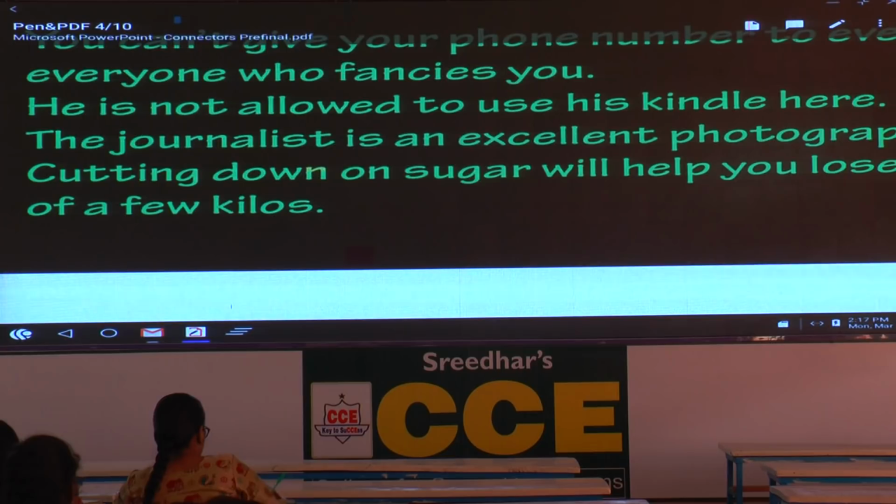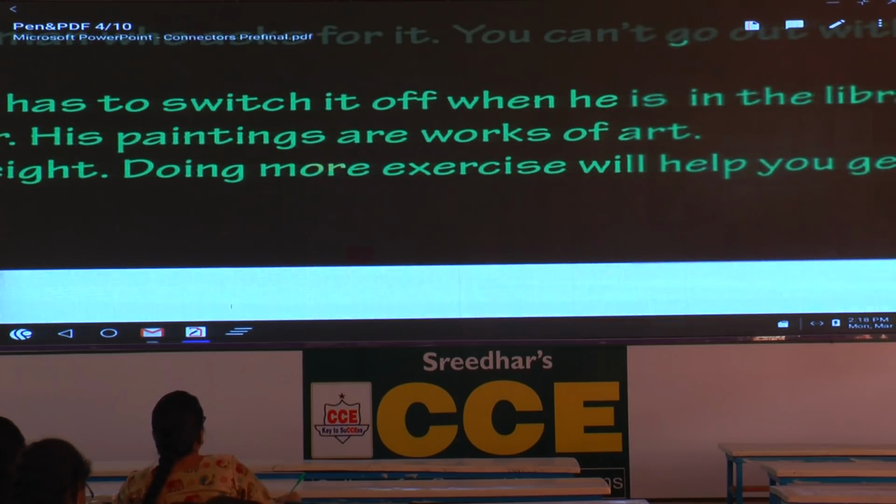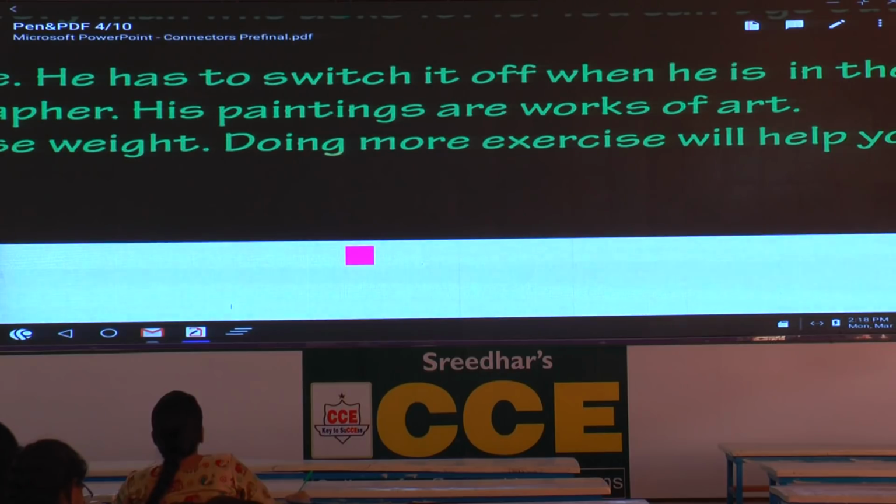He is not allowed to use his Kindle here. First sentence. See, I am giving you an option. Either you can look at the screen and write, or you could listen and write. Either way, I make sure that you get the information. He is not allowed to use his Kindle here. Have you written? He has to switch it off when he is in the library.